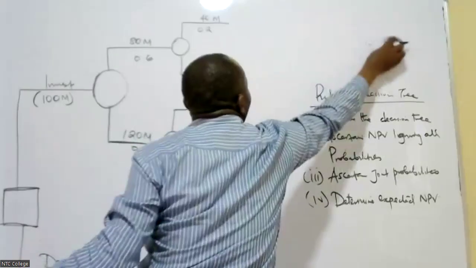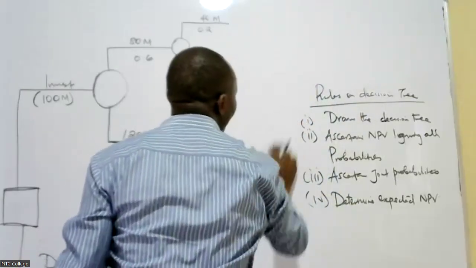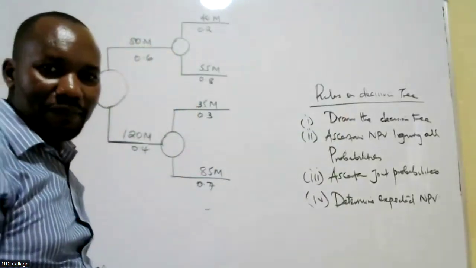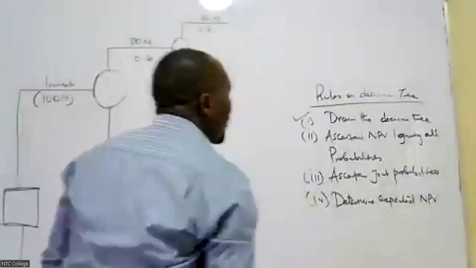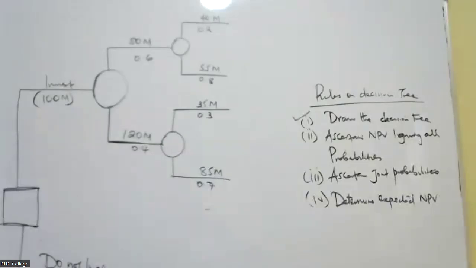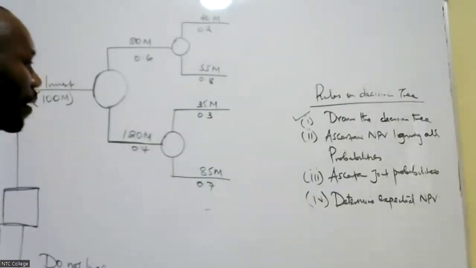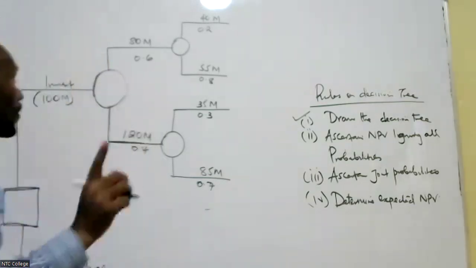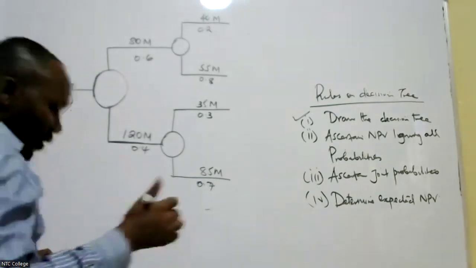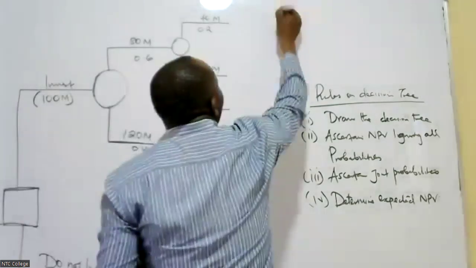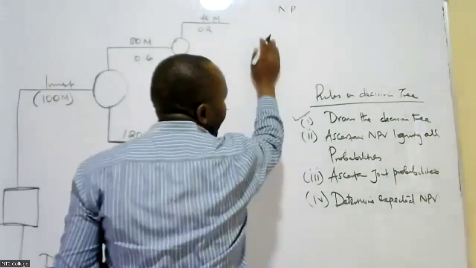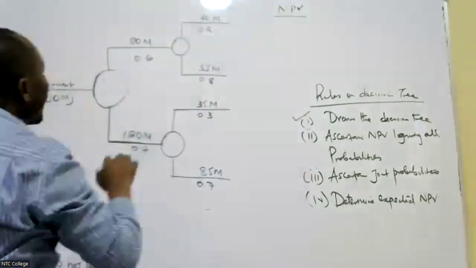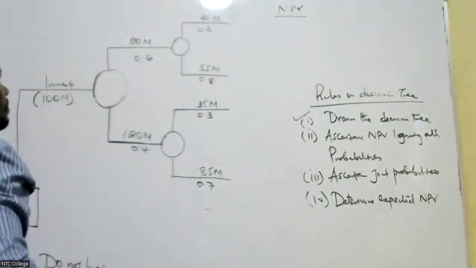Now this one, I feel it is easy and direct. It won't trouble you. Rule number 1, draw the decision tree. This one is okay. Rule number 2, ascertain NPV, ignoring all probabilities. So I'll go root by root and get the NPV.